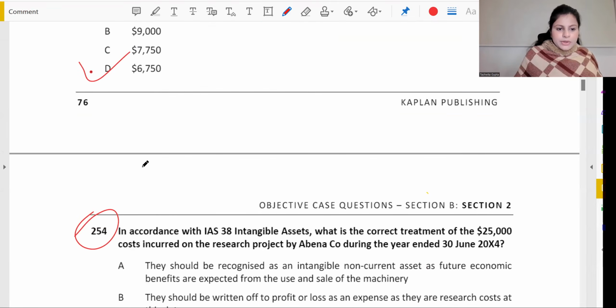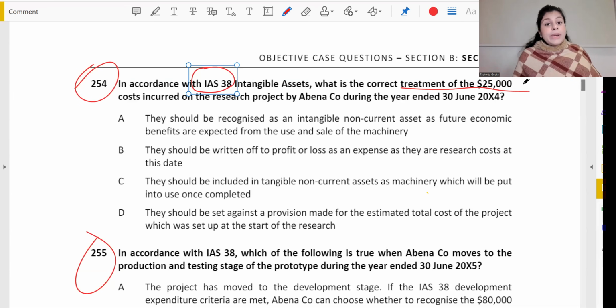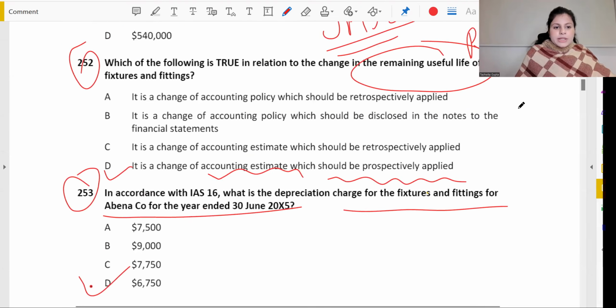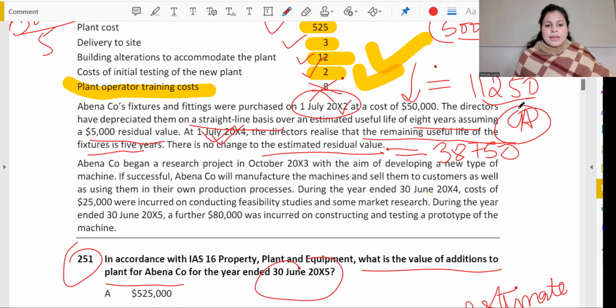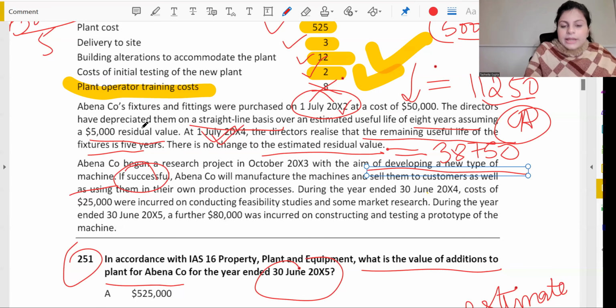Yes. Next question. In accordance with IAS 38, what is the correct accounting treatment of 25,000 costs which were incurred on the research project? So what is this research project? Let's read about it. Abena began a research project with the aim of developing a new type of machine. If the research is successful, they will manufacture the machines and sell them to customers as well as using them in their own production process.